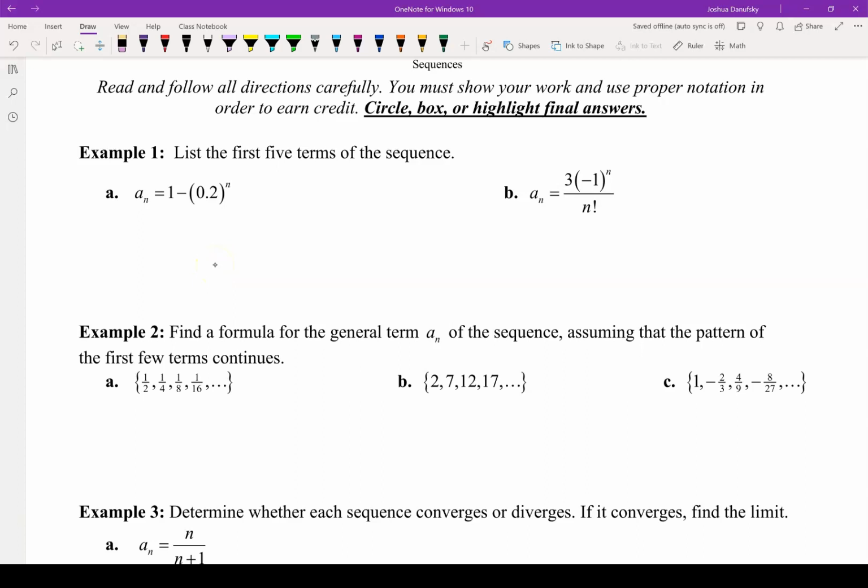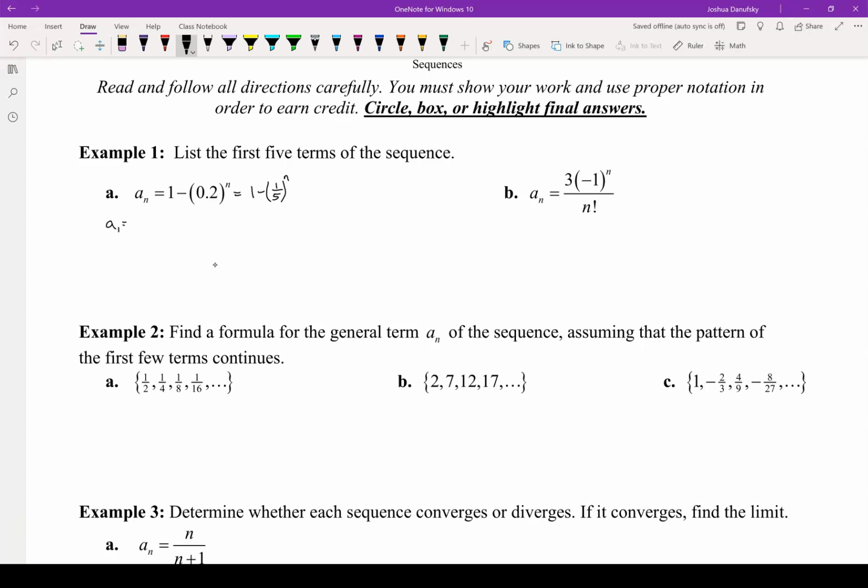In this video, we're going to get some practice working with sequences. Let's look at example 1. List the first 5 terms of the sequence. Part A: a sub n equals 1 minus 0.2 to the n. We could proceed with this immediately using decimals, and that's fine. Let's instead rewrite this using fractions. So we have 1 minus 1/5 to the n power.